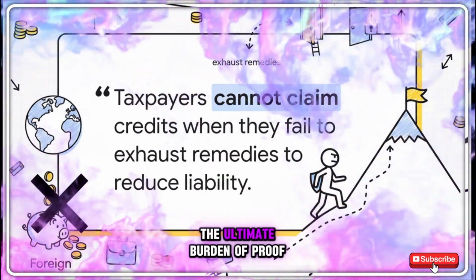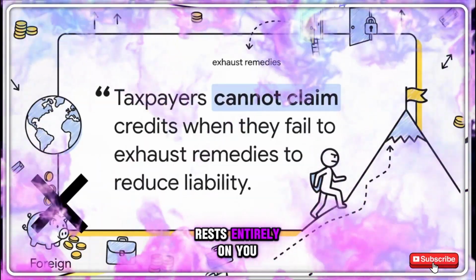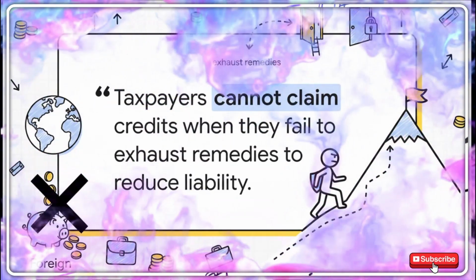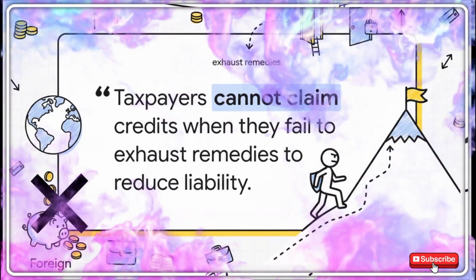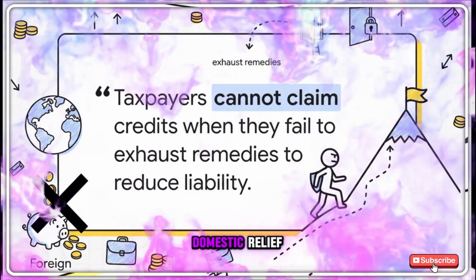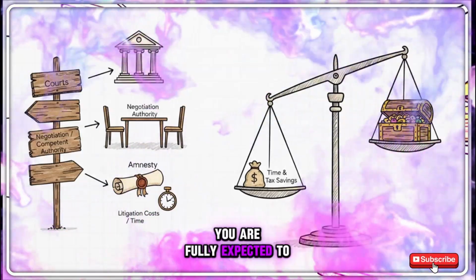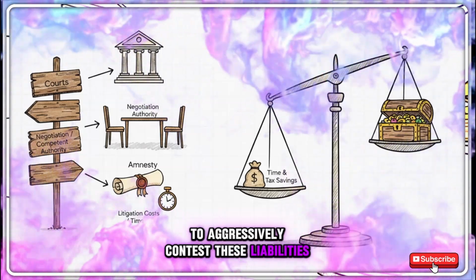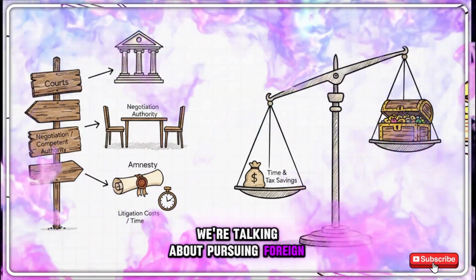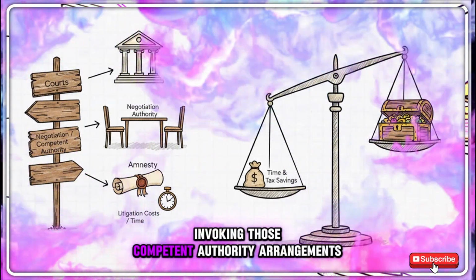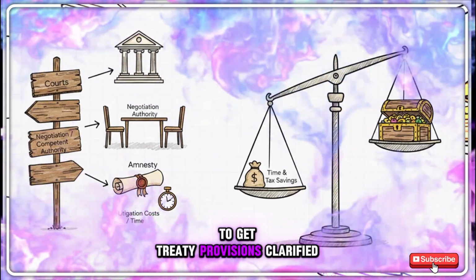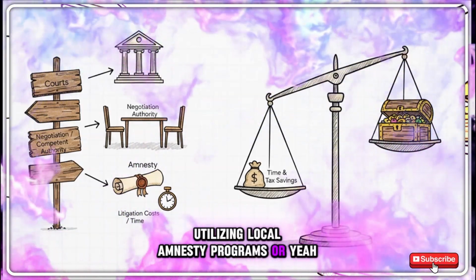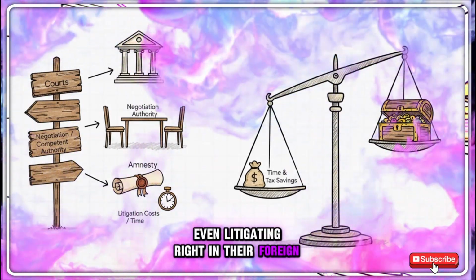Basically, the ultimate burden of proof rests entirely on you, the taxpayer. You literally have to fight that foreign withholding on their turf before you can even think about seeking domestic relief. You are fully expected to use acceptable structural channels to aggressively contest these liabilities. We're talking about pursuing foreign tax appeals, invoking those competent authority arrangements to get treaty provisions clarified, utilizing local amnesty programs, or even litigating right in their foreign court systems.